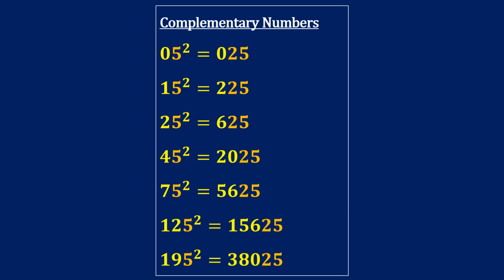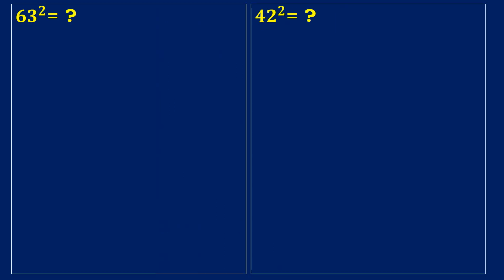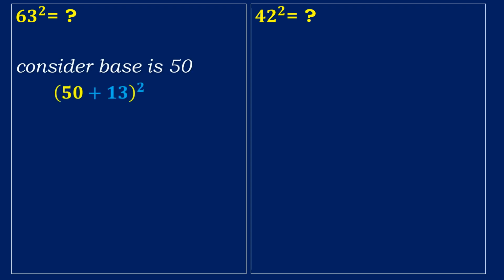Tricks for squares. For 30 to 80, consider the base value as 50. For 80 to 130, consider the base value as 100. Let's look at some examples to understand this concept. Find 63 square. Let's consider the base value is 50. Split the number 63 into 50 plus 13. Then 63 square becomes 50 plus 13 whole square.